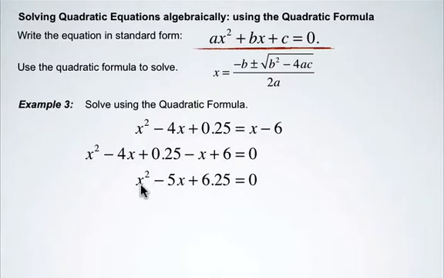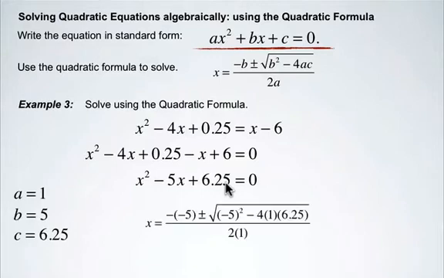Then we simplify. x squared minus 5x plus 6.25. Our a is 1, b is negative 5, c is 6.25. We substitute these values into our quadratic formula. x equals negative negative 5 plus or minus the square root of negative 5 squared minus 4 times 1 times 6.25, divided by 2 times 1.